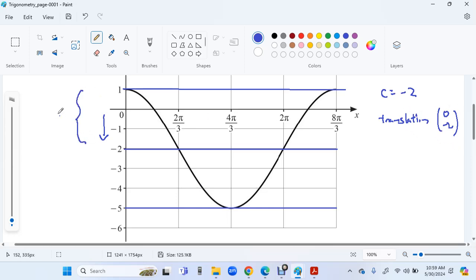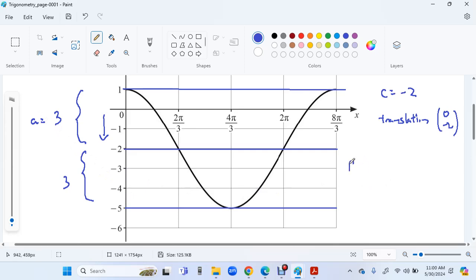And this one is 3. Okay, 1 and negative 2, their difference is 3. Negative 2 and negative 5 is 3. So the amplitude is 3. So a equals 3.